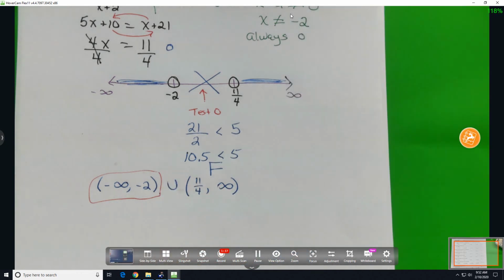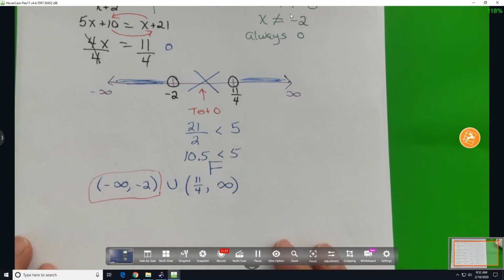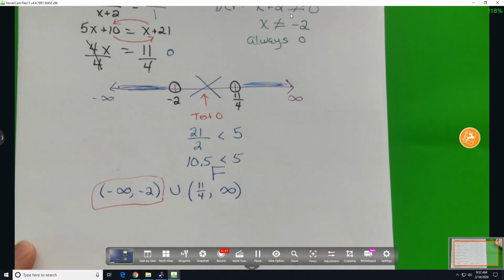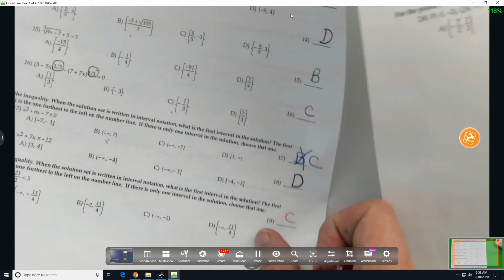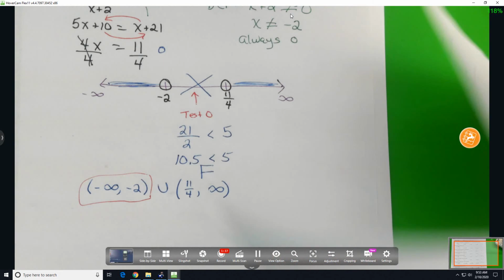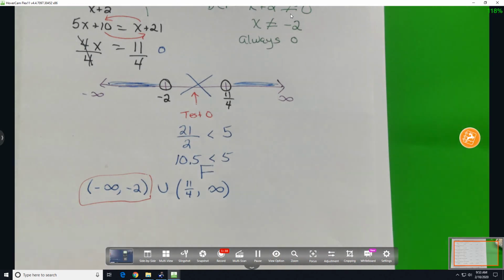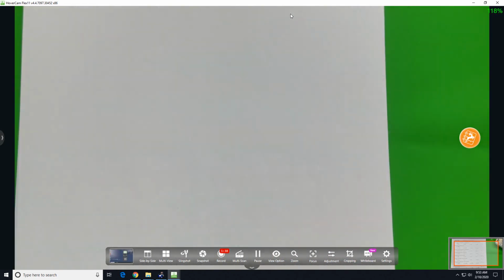There's a difference between A and D. They're both wrong. Oh, okay, there's a negative on. Either way, both of those are wrong. Okay. So I'll write C in. Okay. And now we move over to the last page.